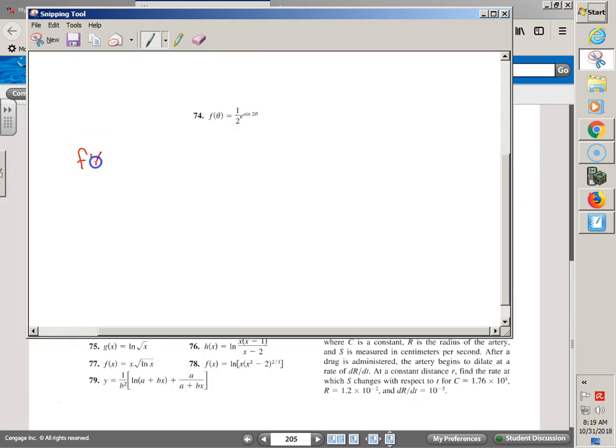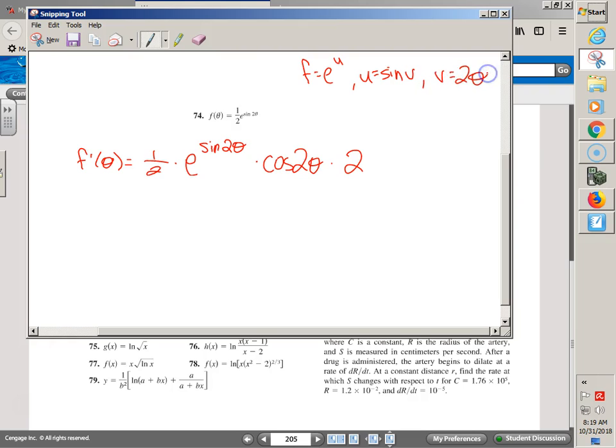How do you just find f prime of theta? 1/2 times? What's the derivative rule that I'm going to be using? E to the u. And what's the derivative of e to the u? E to the u times u prime. Uh-oh, u prime is sine of 2 theta prime. What's sine of 2 theta prime? Well, what's the derivative of the outside? Keeping the inside times derivative of the inside. So technically you have an f equals e to the u, u equals sine of v, and you have a v equals 2 theta. And u prime, and v prime. Does that make sense?